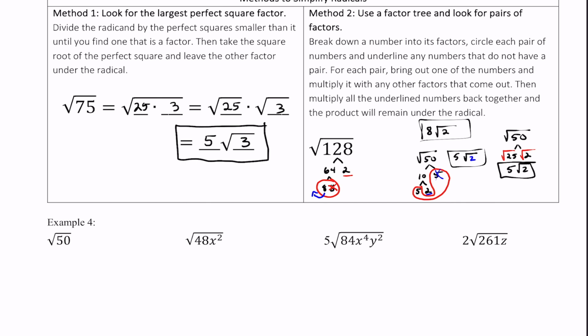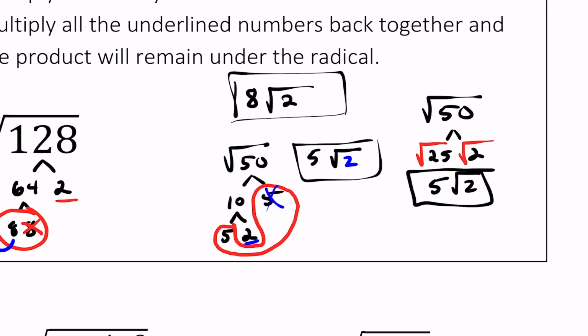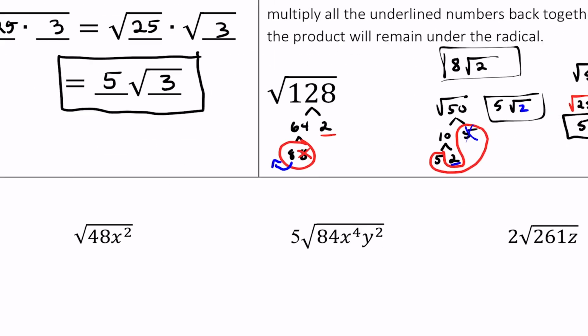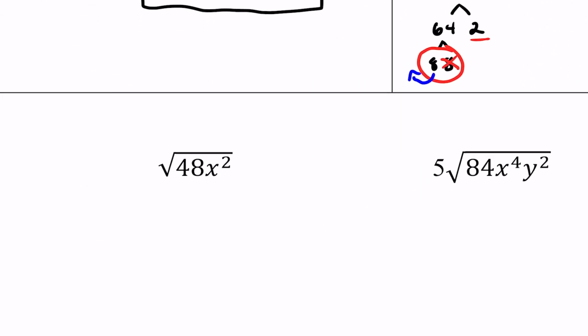Alright, so let's take a look at these examples here. Our first example is the square root of 50. But we've already done that problem over here. The square root of 50 is 5 times the square root of 2. So we're going to go ahead and move on to the square root of 48x squared. Now, here's the thing. We have a number multiplied by this variable to the second power. We have two different terms multiplied together. Now, what I like to do is break them up. So I have 48 here and x squared there.